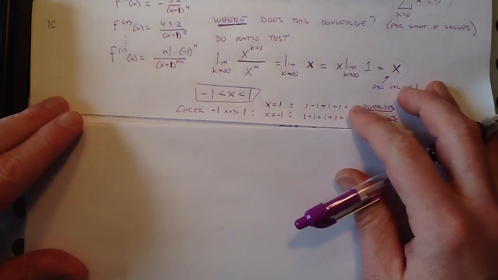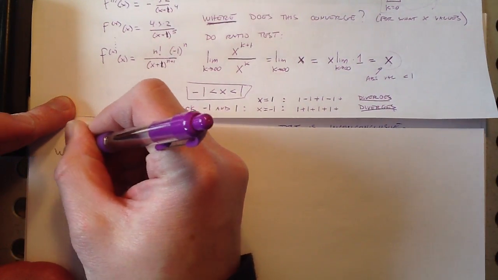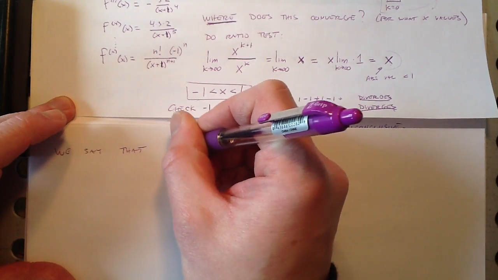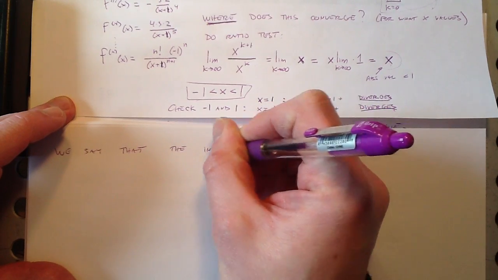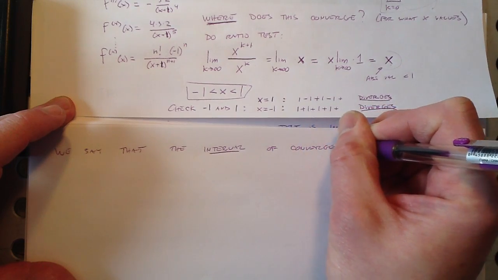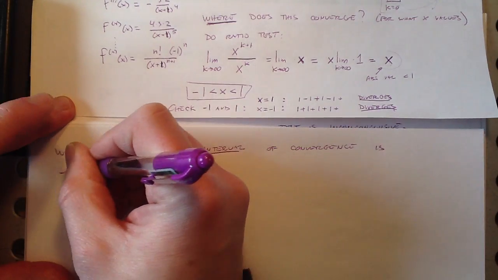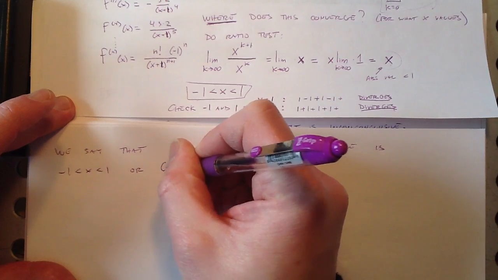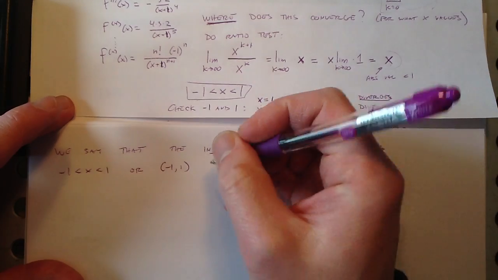do this. So a little bit of vocabulary here. So for this problem, we say that the interval of convergence is negative 1 to 1, or you could write it like this, right, in your fancy calculus interval notation.